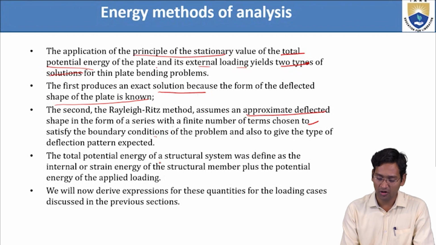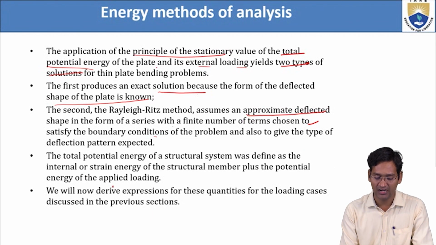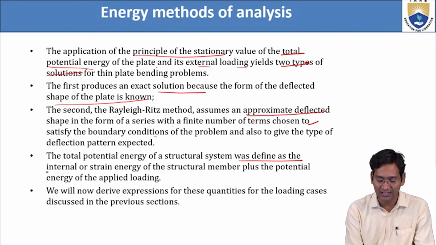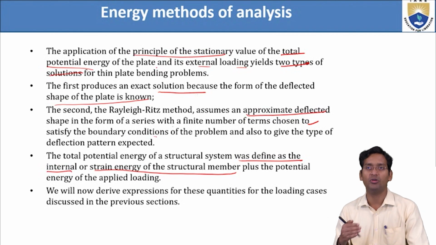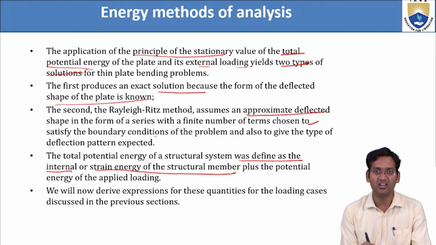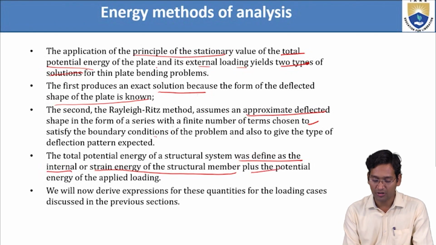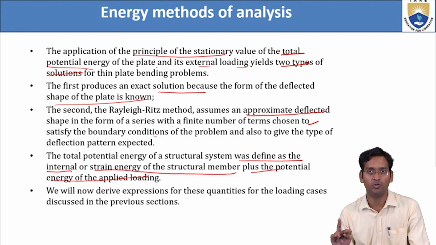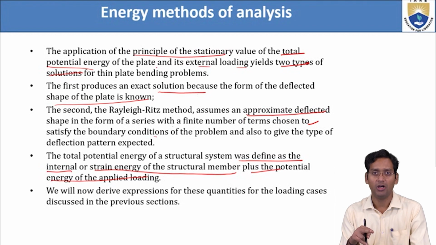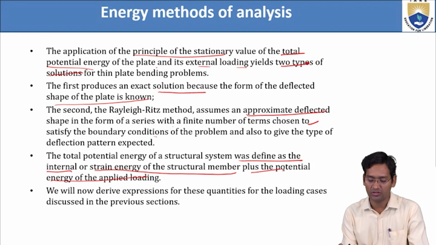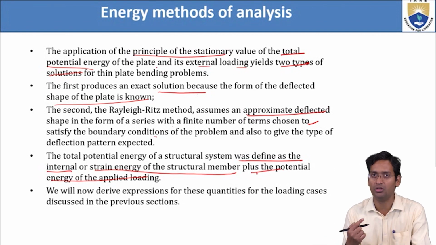The total potential energy of a structural system was defined as the internal or strain energy of the structural member. Whatever strain energy is stored in the body, or you can say the internal energy in the structural members, plus the potential energy of the applied loading. So let's see, the total energy will be how much strain energy or internal energy is there, and next, how much load we applied and whatever potential energy results from that. The sum of the potential energy because of the applied load and the strain energy or internal energy will be the total energy.